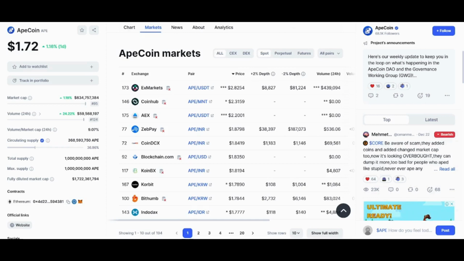So let's say I will buy ApeCoins with $1,000. So I will just divide 1,000 by its cost, which is $1.72. This is about 581. And then I will multiply this number by 0.28, which is my profit margin, which means that I will get $163 per each $1,000 invested.